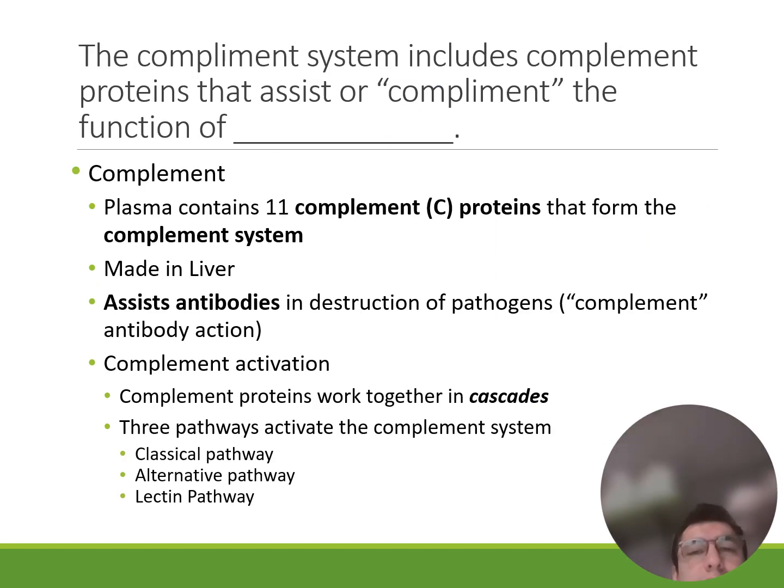The complement system includes complement proteins that assist or complement the function of antibodies. All right. We'll put it here, antibodies. So what is the complement system? The complement system is a conglomeration of proteins that are made by the liver. You will know that we're talking about the complement proteins because all of their names start with a C. That stands for complement. All right.